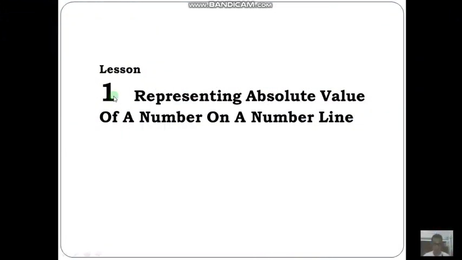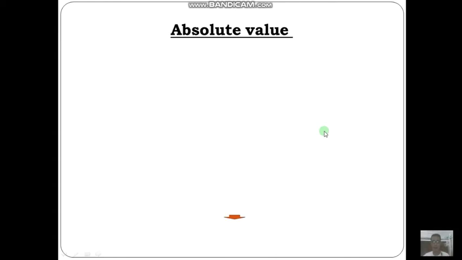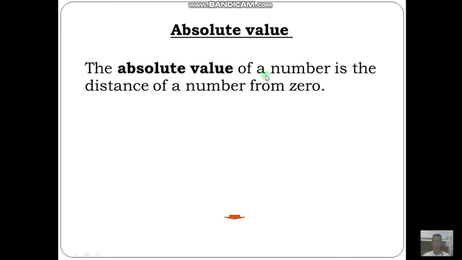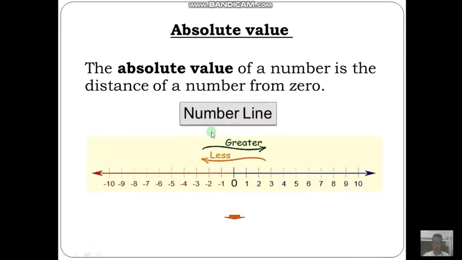Hi guys, in this video we are going to discuss representing absolute value of a number on a number line. Okay, what is absolute value? The absolute value of a number is the distance of a number from zero. And the best tool to represent the absolute value of a number is the use of number line. So this is the number line.